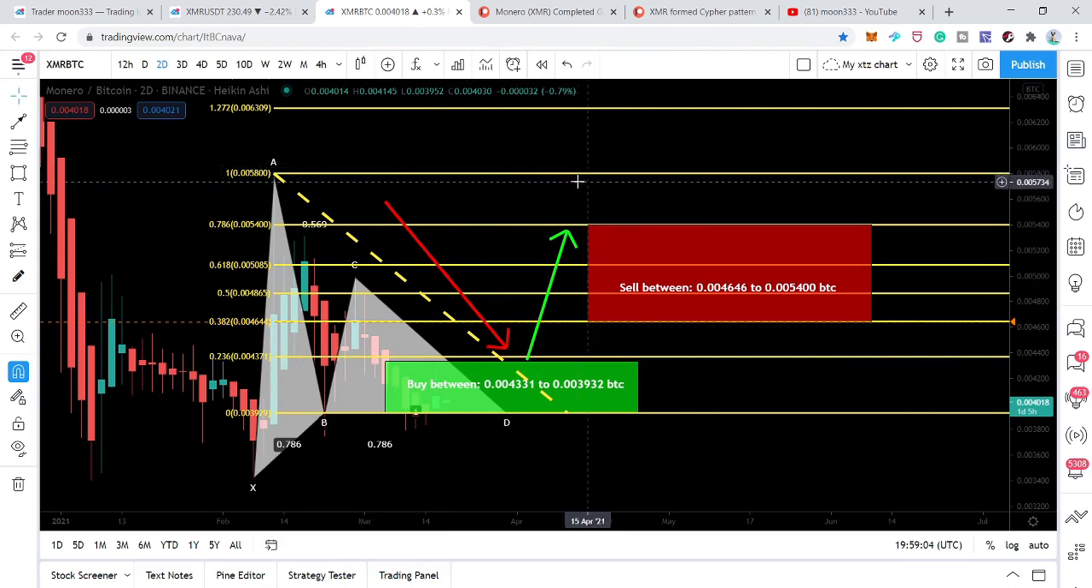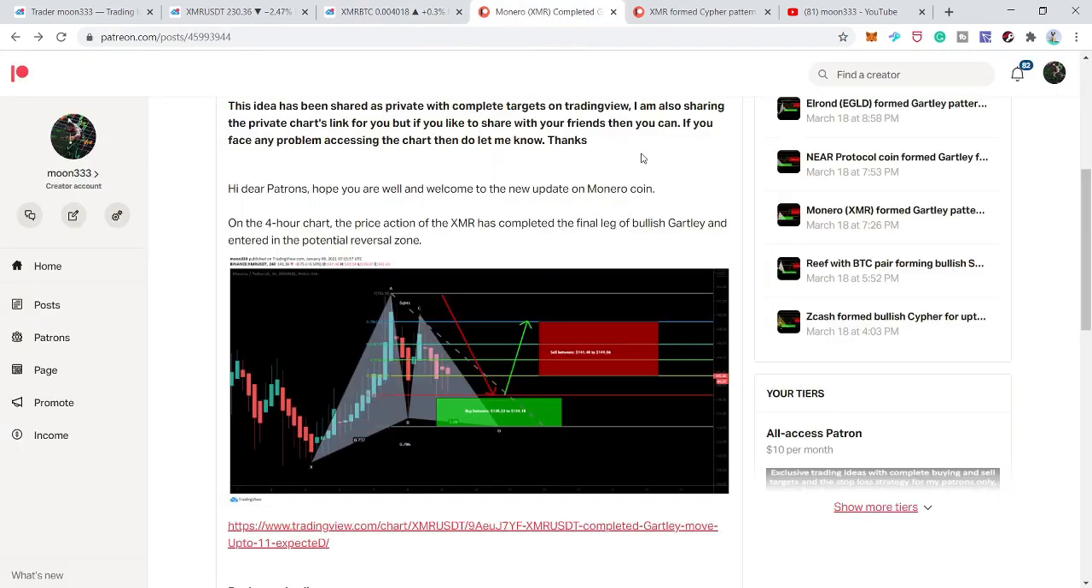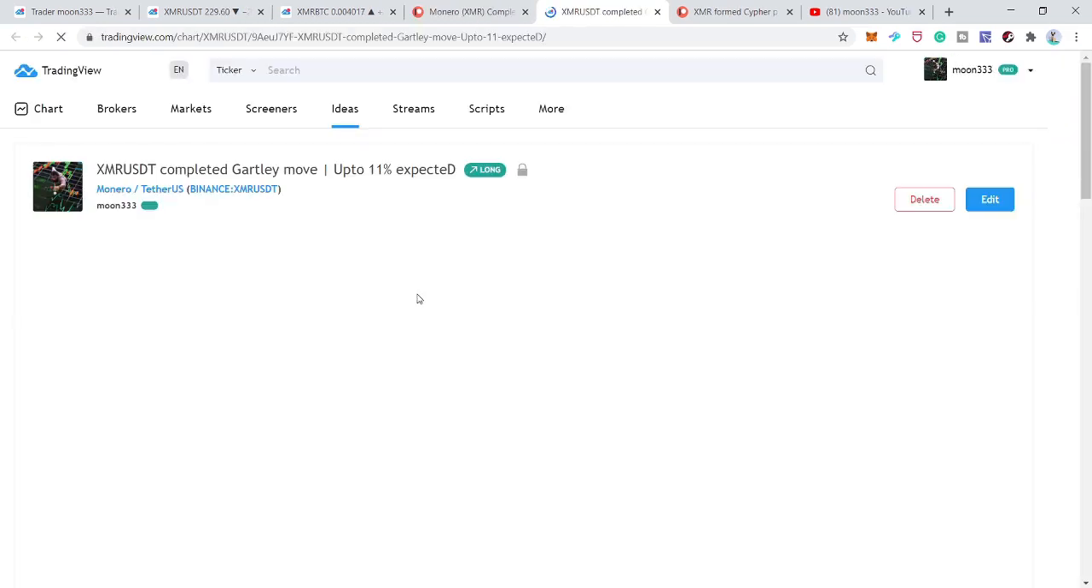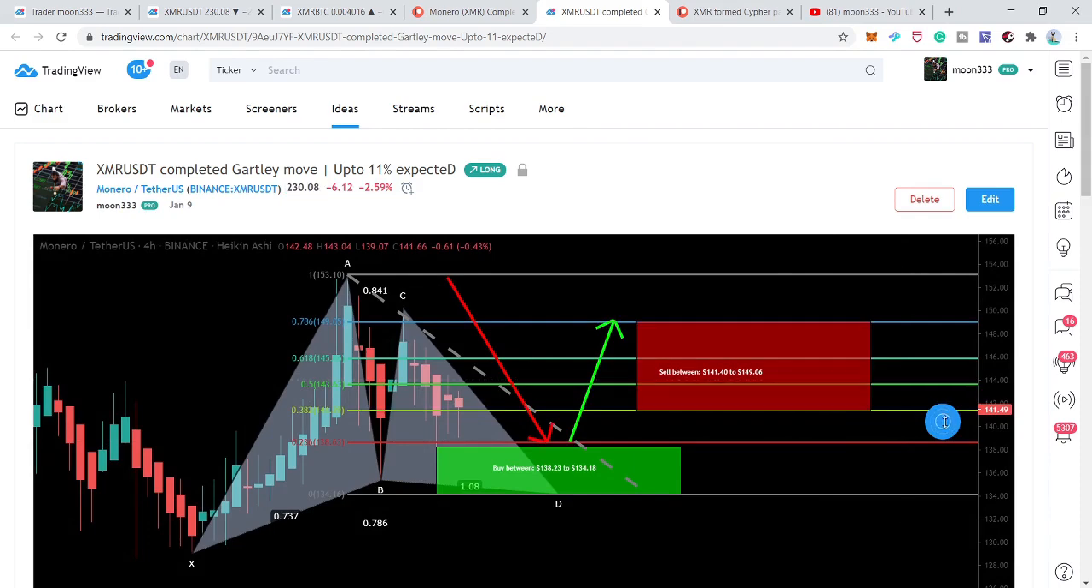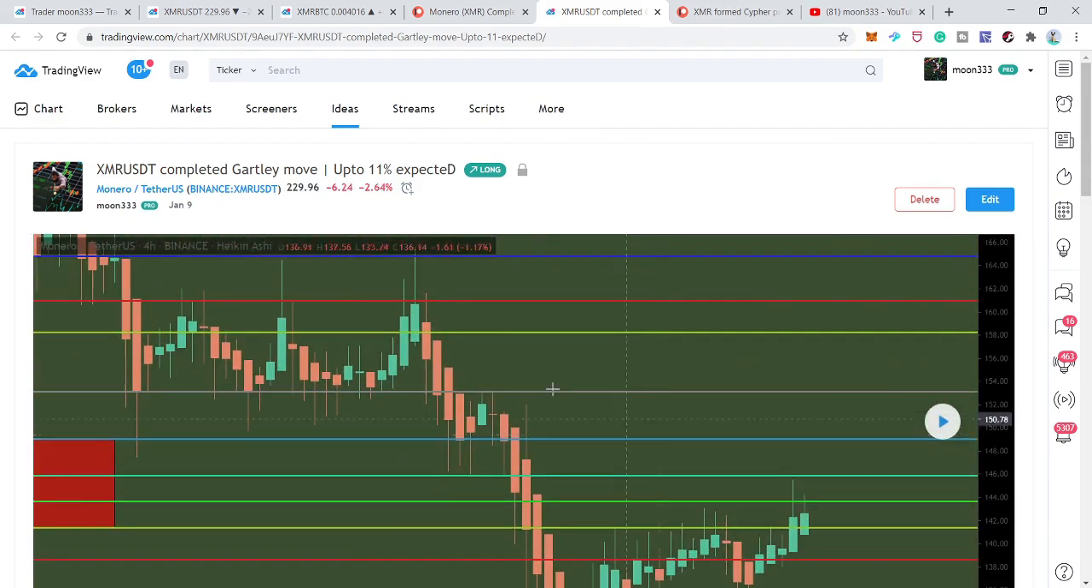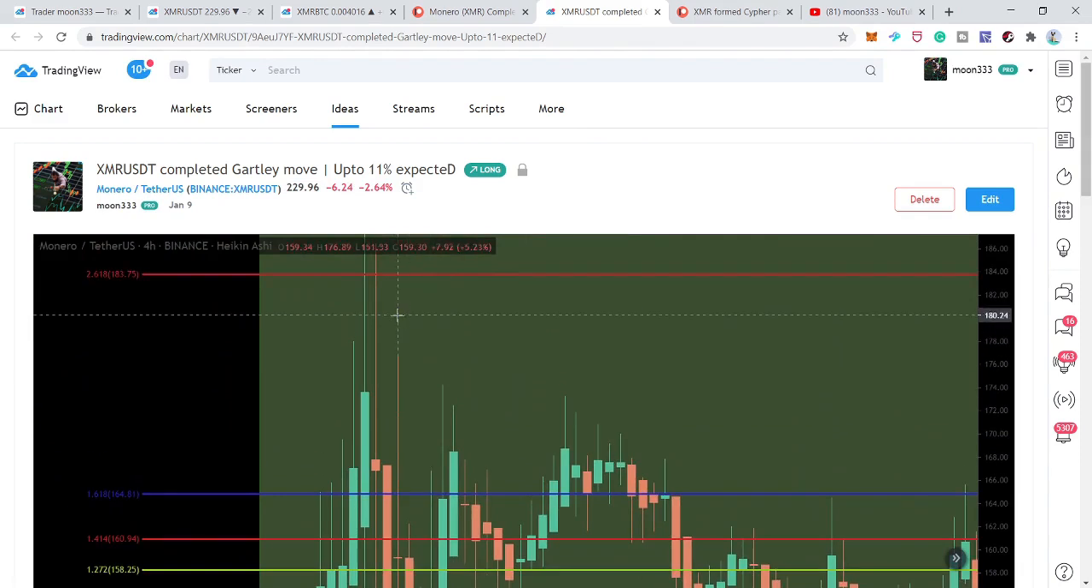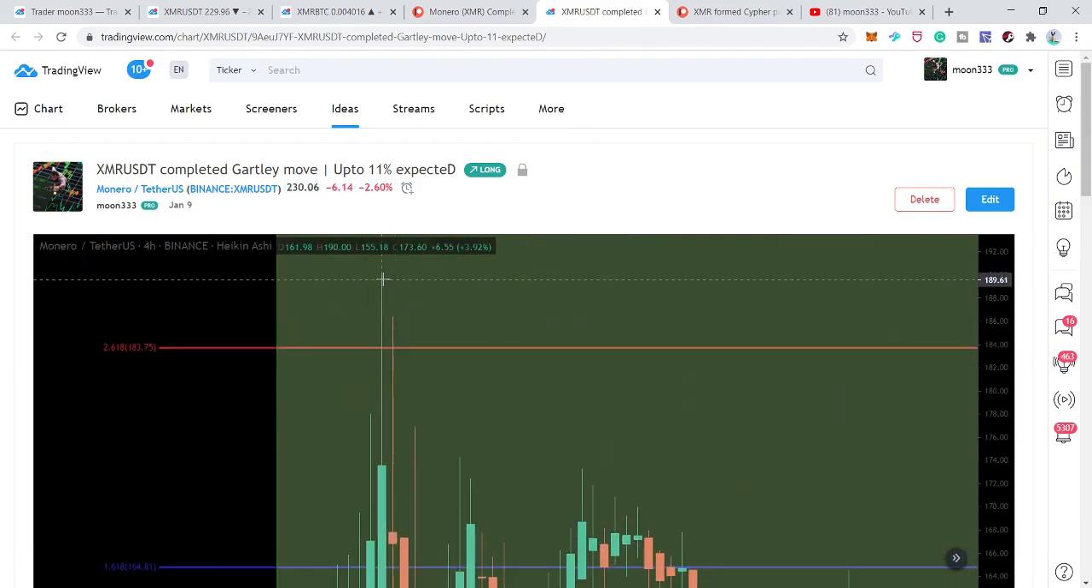Before moving to the live chart, I would like to share with you my previous analysis, my recent previous two ideas that I shared at the Patreon. One was another bullish reversal Gartley pattern that the price line of Monero formed on the small time period 4-hour chart, and here we can see that the price action just spiked in the potential reversal zone, and after playing this chart we can see that at that time the price line was moving at $141 and rallied up to $190.